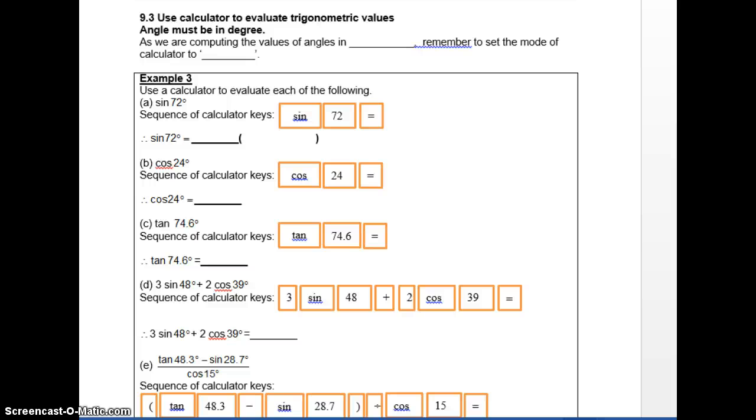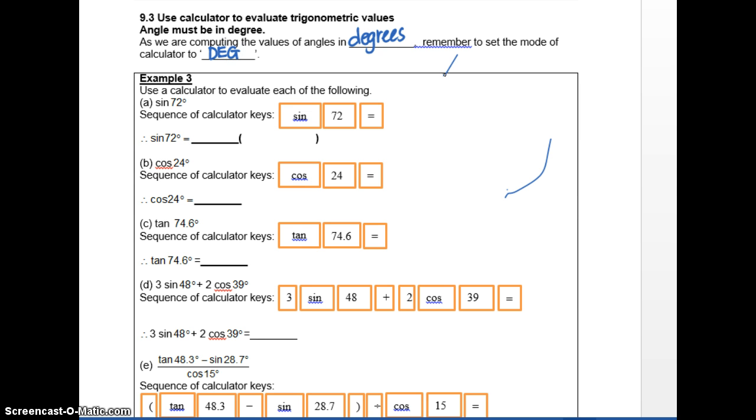Before we start to solve for unknown sides in example 4, we must first know how we can use the calculator to help us in this particular chapter. As we are computing the values of angles in degrees, you must always remember to set the mode of your calculator to degree, and you can see it on the calculator screen as DEG.